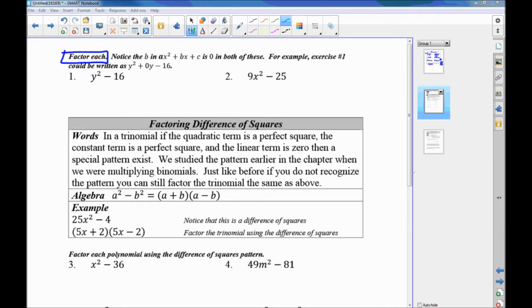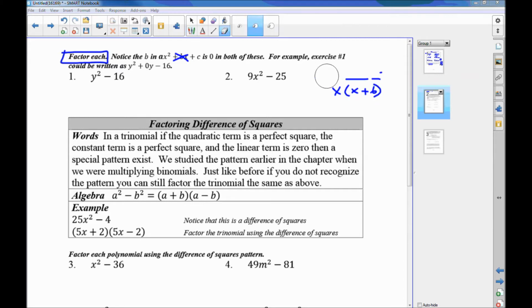And then we have a hint here. It says, notice that the b in the ax squared plus bx plus c in both of these cases is 0. Okay, so the linear term is missing. For example, exercise 1 could be rewritten as y squared plus 0y minus 16. Now, we haven't factored anything like this before. We have factored some binomials before, but they always had the constant term missing. They might have looked something like this. And then we factored out the x and left an x plus 6 behind.